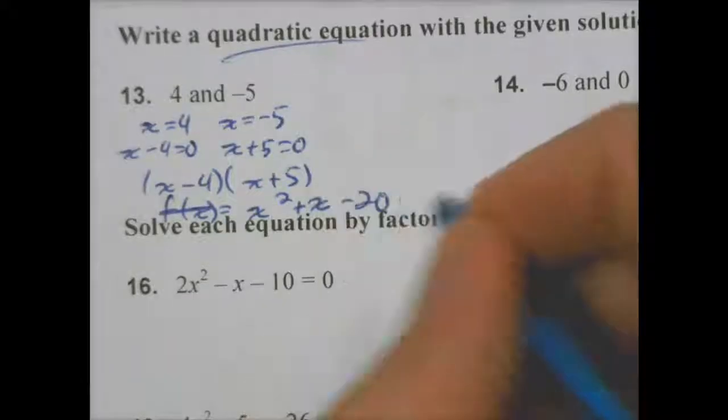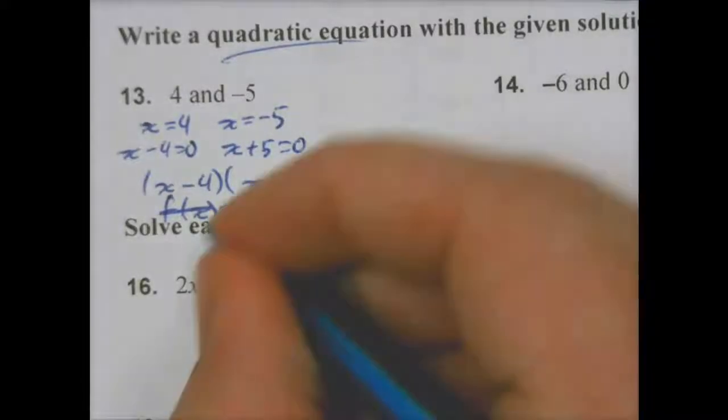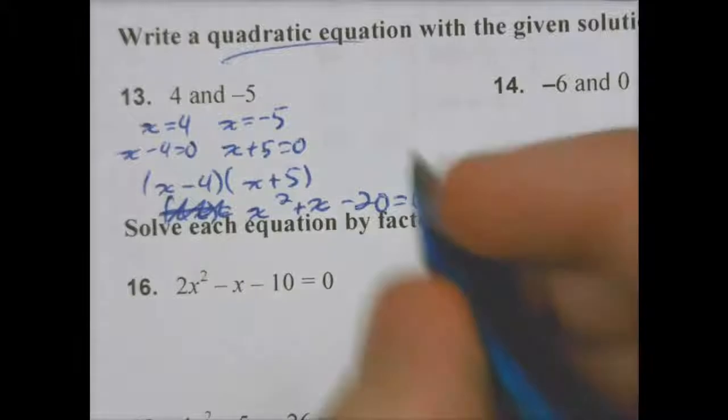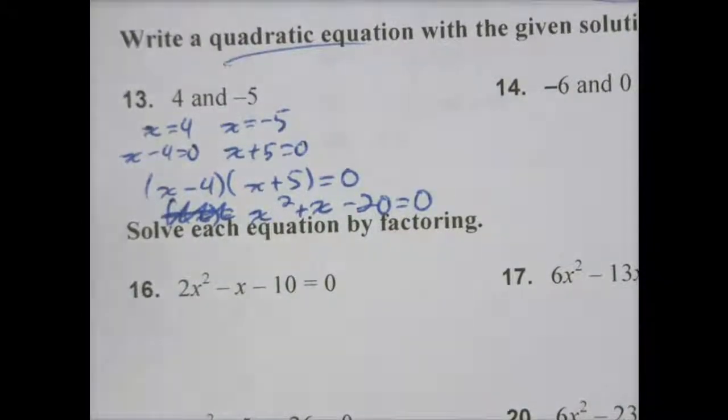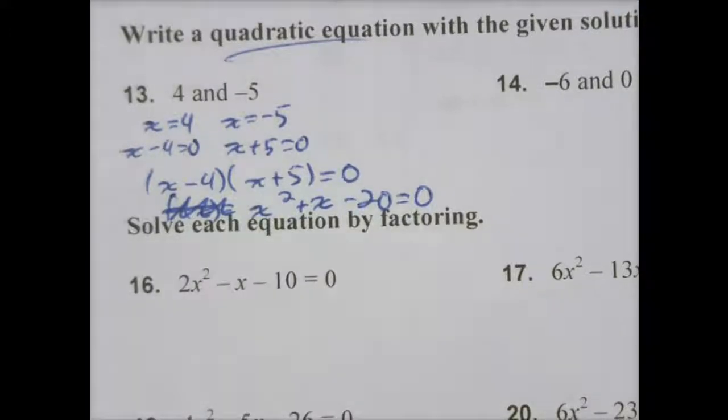So quadratic equation, we have this set equal to 0. And again, it doesn't have to be in standard form unless they say it has to be in standard form. So you could have left that x minus 4 times x plus 5 equals 0.